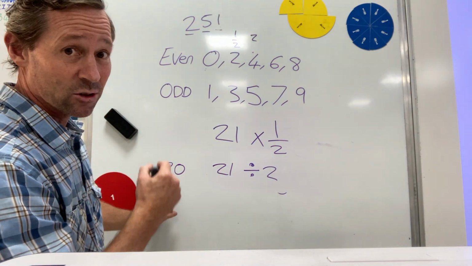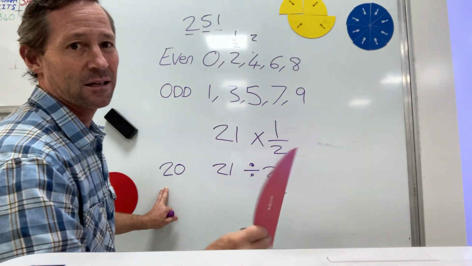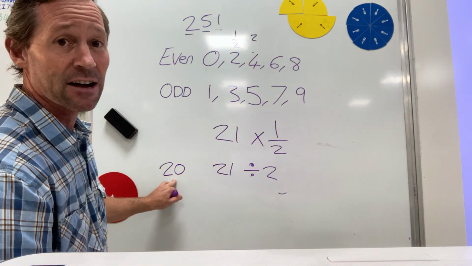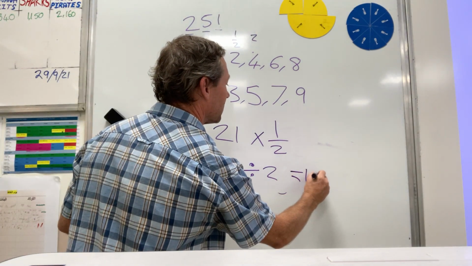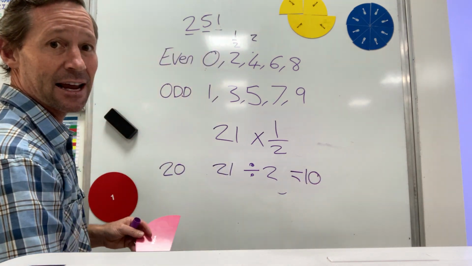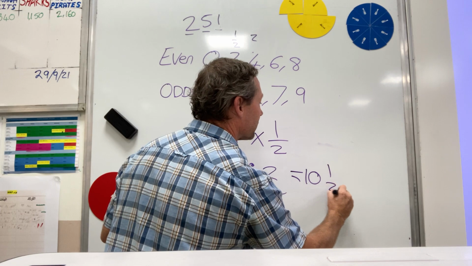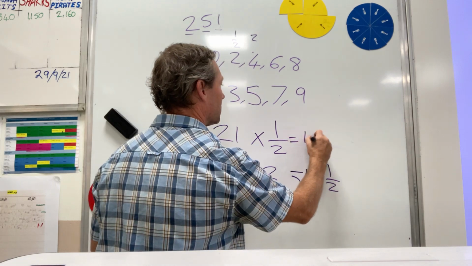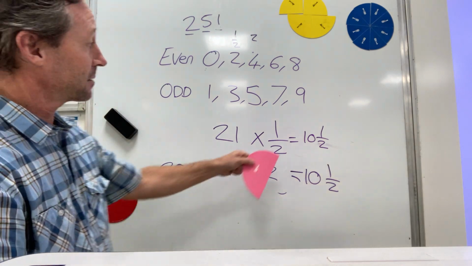I could again do 20 times a half, like 20 lots of these, but an easier way is thinking half of 20 is 10. And I'm going to have a half left over. So 10 and a half. Whichever way works best for you, that will be your answer.